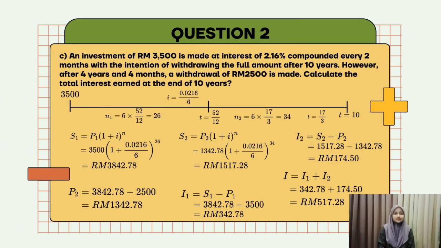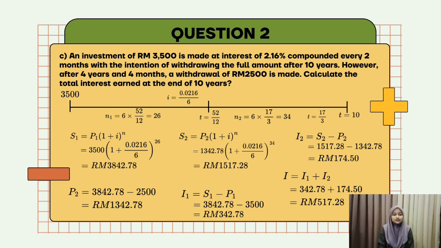C. Create a timeline and insert the given information. First, calculate the compound interest for each period. The answer for the first period is 3,842 ringgit and 78 cents. Then, for the first period, subtract 2,500 ringgit from the result. Use the new amount to calculate the second period. The answer for the second period is 1,517 ringgit and 28 cents.